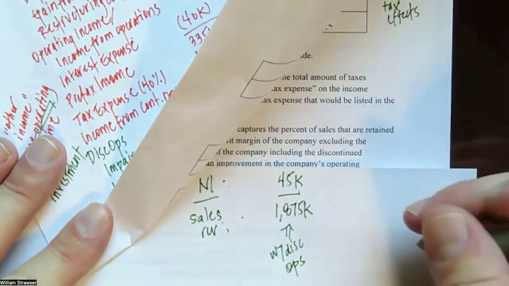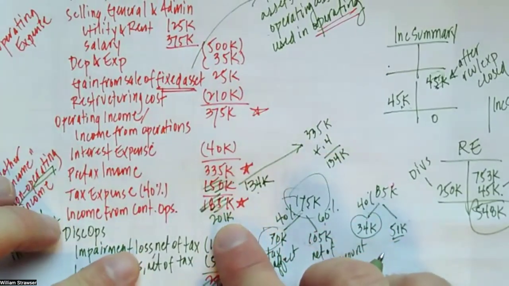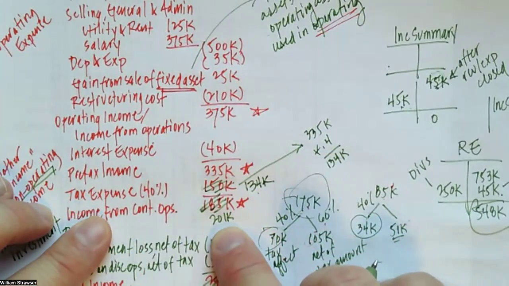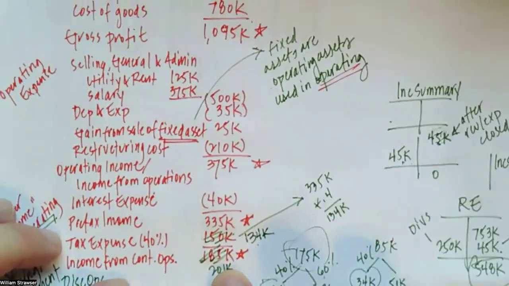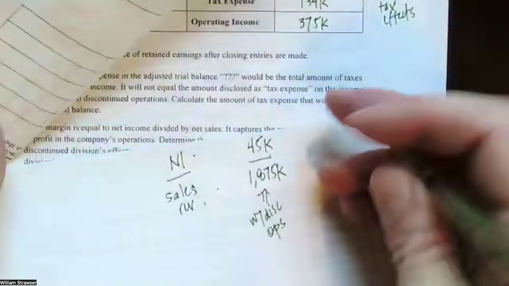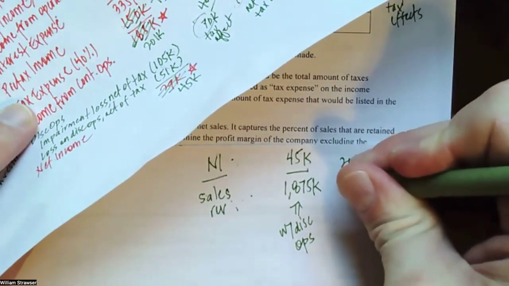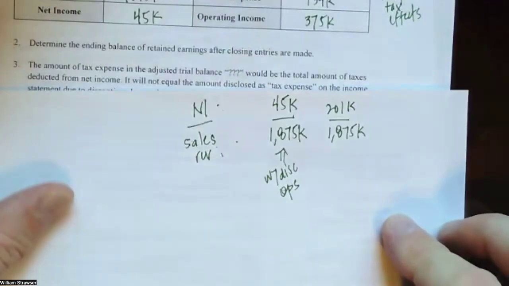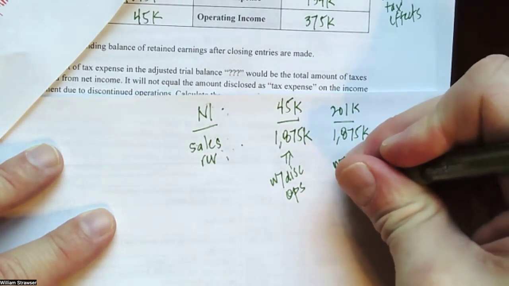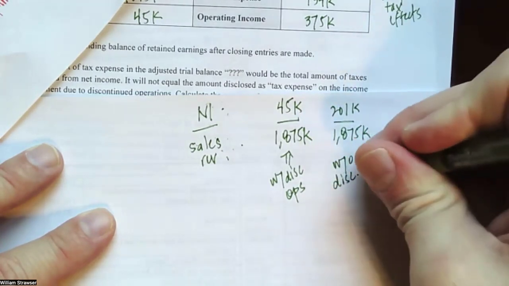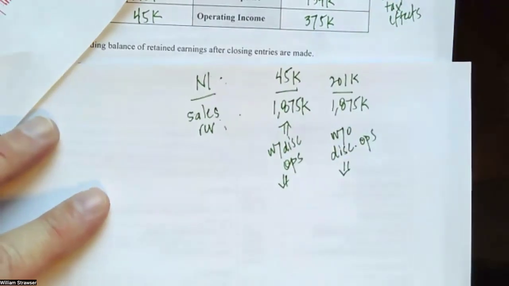And then if we wanted to see, well, how is this company going to do without the disc ops? We'd look at a very different amount. We'd look at the income from continuing operations because this is net income for the continuing part of the company. So we would have 201,000 divided by 1,875,000. So this would be just with the continuing operations, so without discontinued operations, and what those two ratios are.